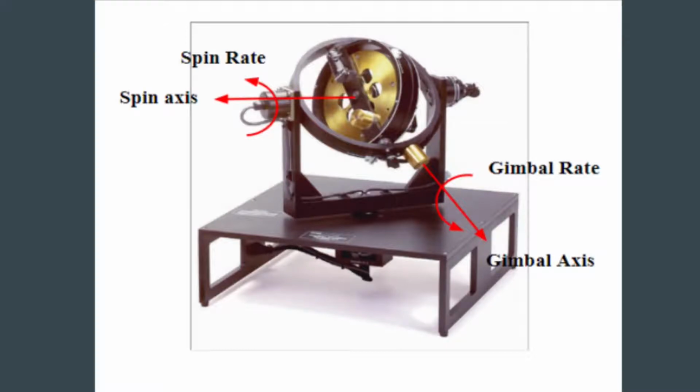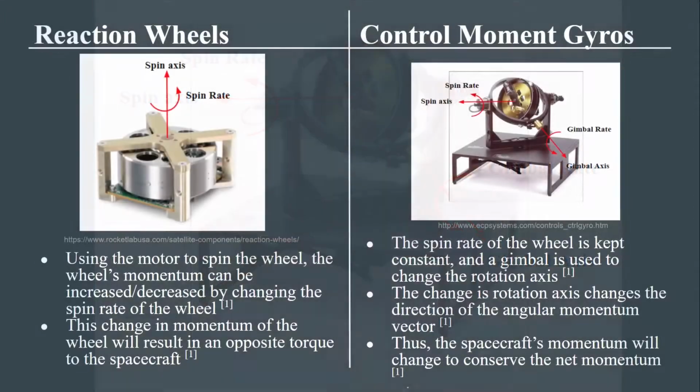This change in rotation axis direction will result in a change in direction of the angular momentum of the wheel. This in turn will cause the spacecraft to change its momentum in order to conserve the net angular momentum of the system. So it's a similar mechanism to the first one, but instead of varying the rotation speed, we're gimbaling it to change which axis it's rotating about.